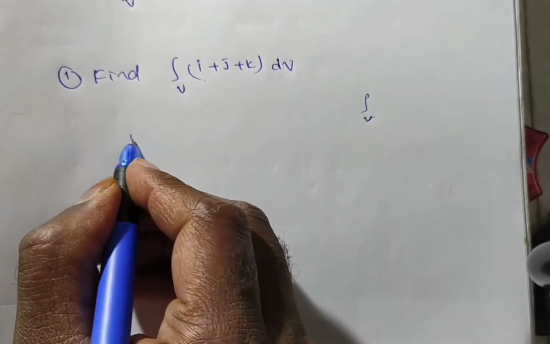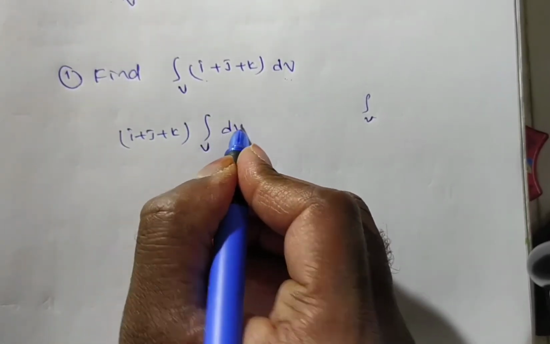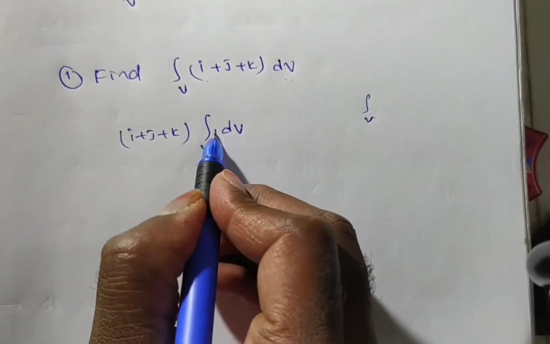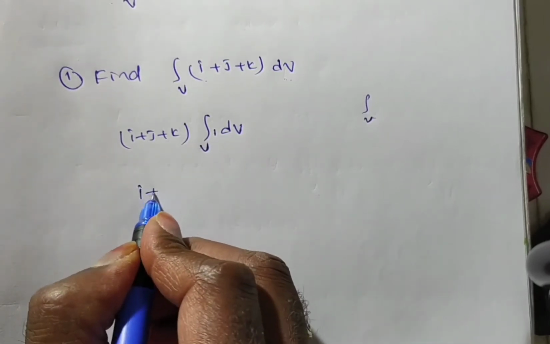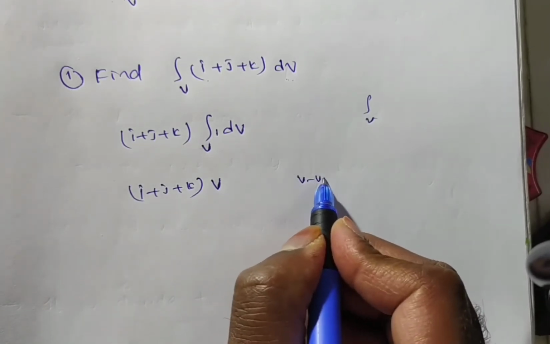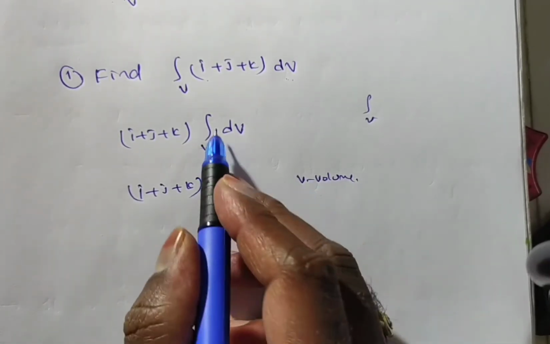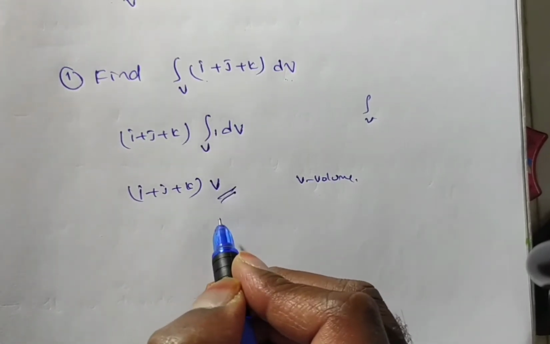So you can take i plus j plus k as common, then you will have the integral over V of dV. Now the integral of 1 dV is nothing but V only. So (i plus j plus k) times V, where V is the volume of the surface they are given. Are they given any surface here? No. So this is the solution.